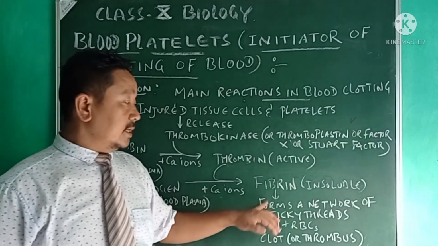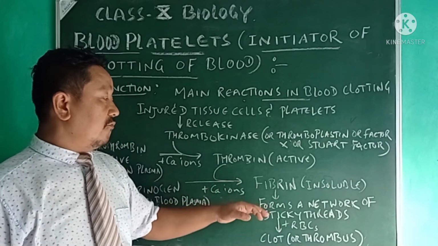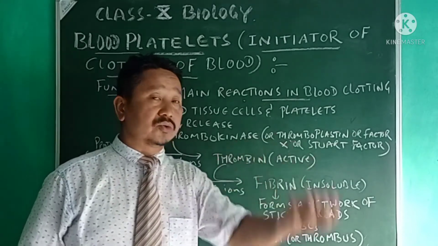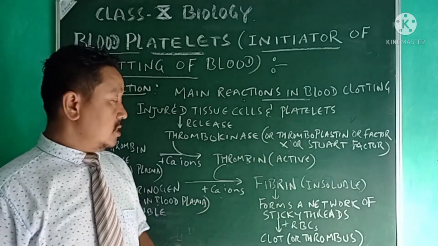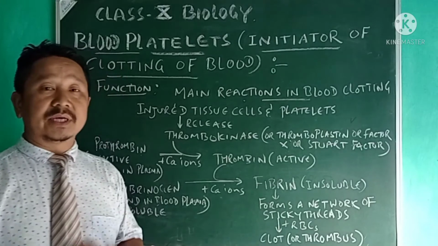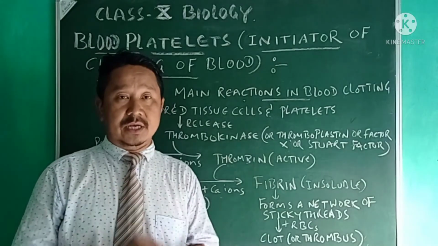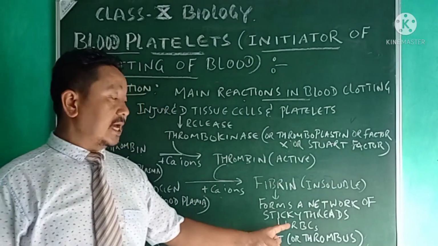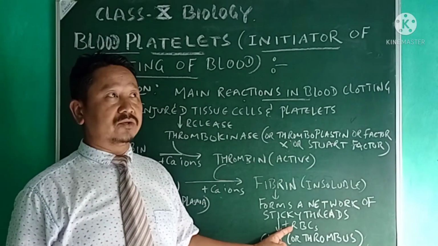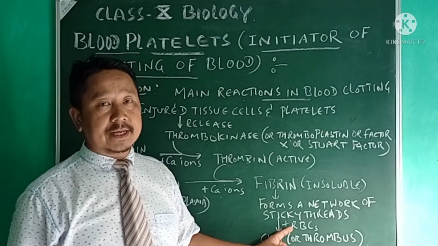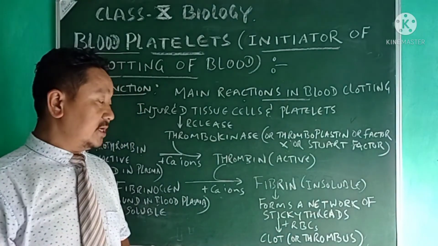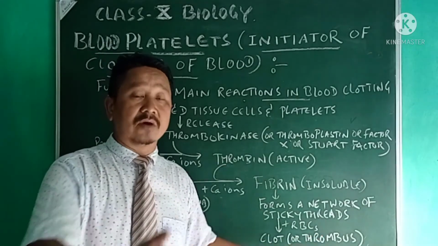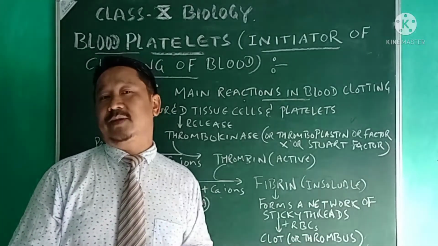Then what happens? This fibrin now forms a network of sticky threads, being exposed to the air. It forms a mesh of thread, which catches RBCs, the erythrocytes, and then slowly solidifies, which is called a clot, also called a thrombus. So this is how the clotting of the blood takes place.